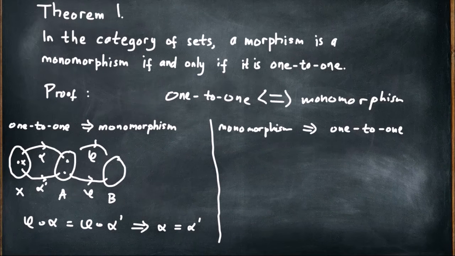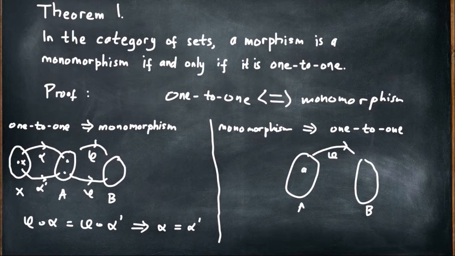Next, we need to show that if phi is a monomorphism in the category of sets, it is a one-to-one mapping. Let phi be a mapping from set A to set B, which is a monomorphism. And let a and a prime be elements of A such that phi a is the same as phi a prime. Now we need to show that a is the same as a prime.